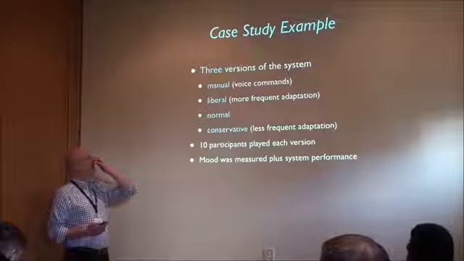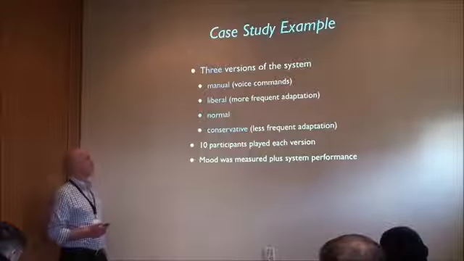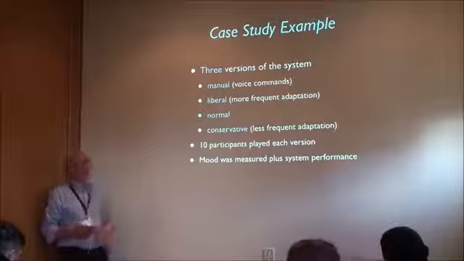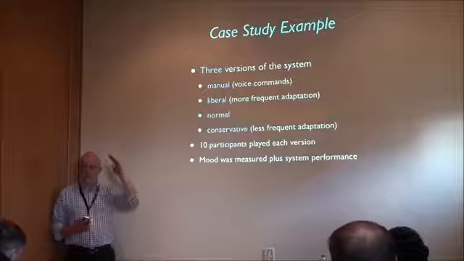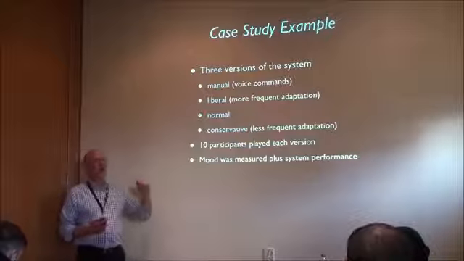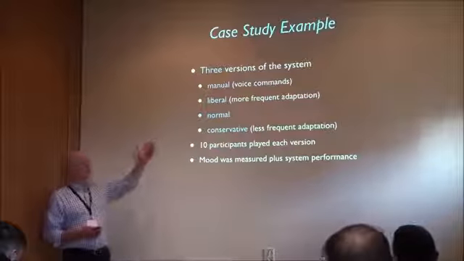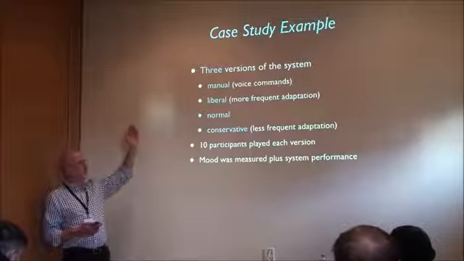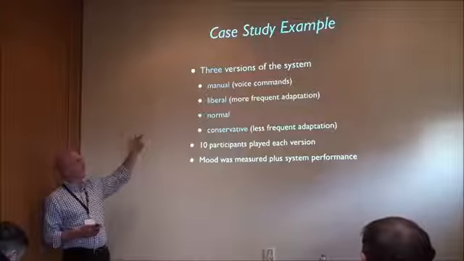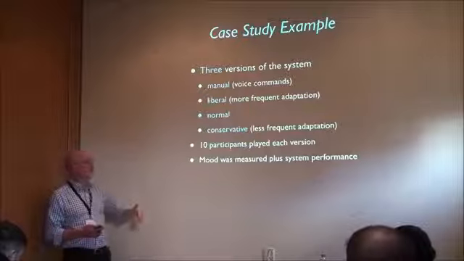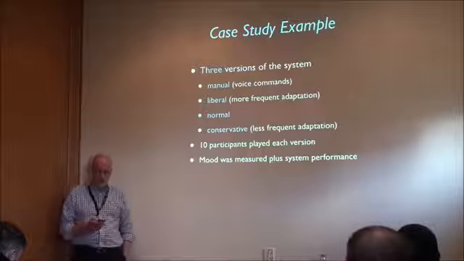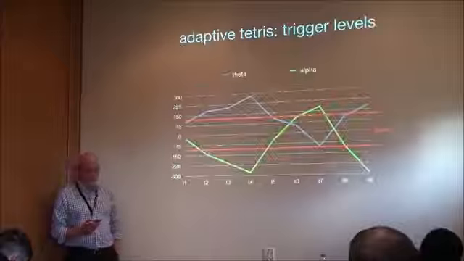So what we did in the end is that we prepared 4 different versions of our system. So we had a manual system where the person just said up, up, down, down, down, so they could basically move the Tetris to a space where they wanted it to be. And then we have our normal system, which is 100% change, when it actually makes an adjustment. And then we had a liberal system, which gave more frequent adaptations, and a conservative system, which gave less frequent adaptations. And 10 players played on each version, and we measured mood as well. Let me show you how the systems worked.